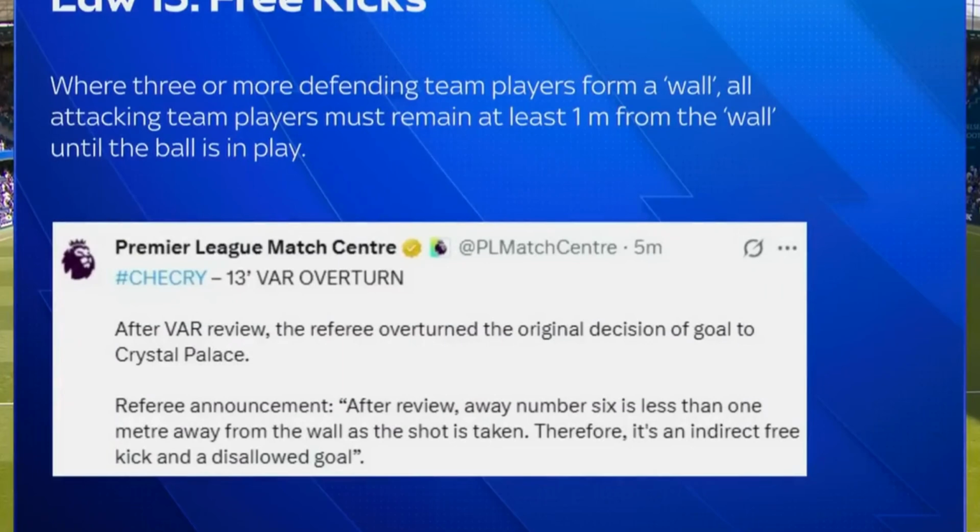Where 3 or more defending team players form a wall, all attacking team players must remain at least a metre from the wall until the ball is in play. This is a law that was introduced in 2019, and the Premier League Match Centre, as you can see, says the referee announcement was after review: away number 6, Mark Gay, is less than 1 metre away from the ball as the shot is taken, therefore an indirect free kick and the goal disallowed.